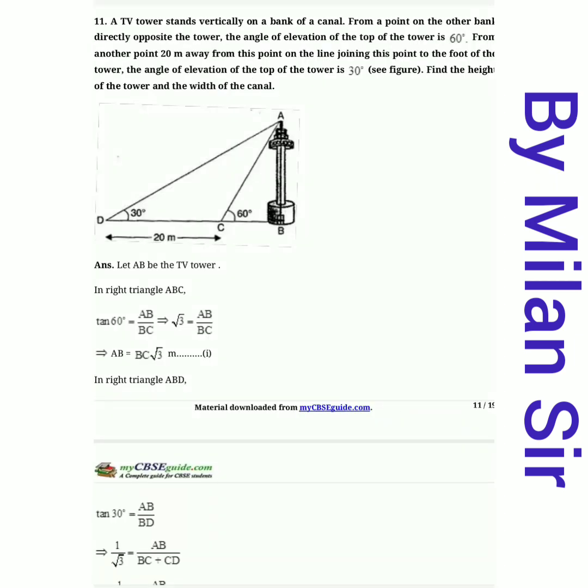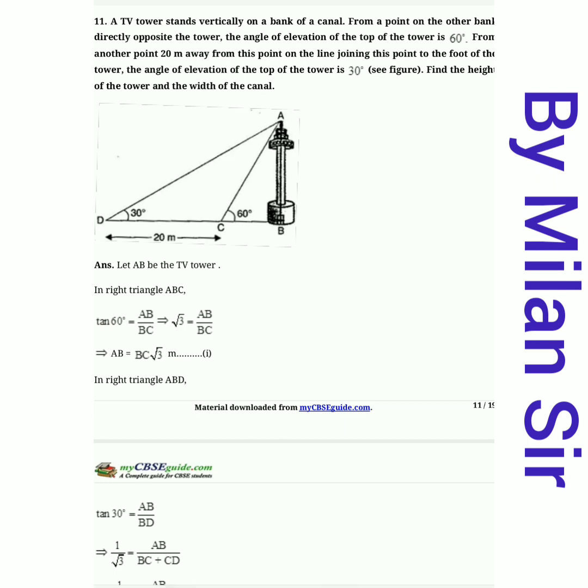Question number 11. A TV tower stands vertically on a bank of a canal. From a point on the other bank, directly opposite the tower, the angle of elevation of the top of the tower is 60 degree. From another point, 20 meter away from this point, on the line joining this point to the foot of the tower, the angle of elevation of the top of the tower is 30 degree. Find the height of the tower and the width of the canal.